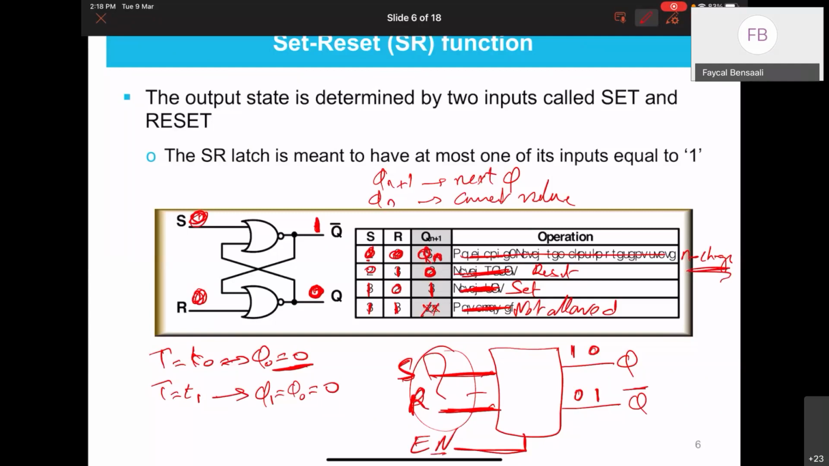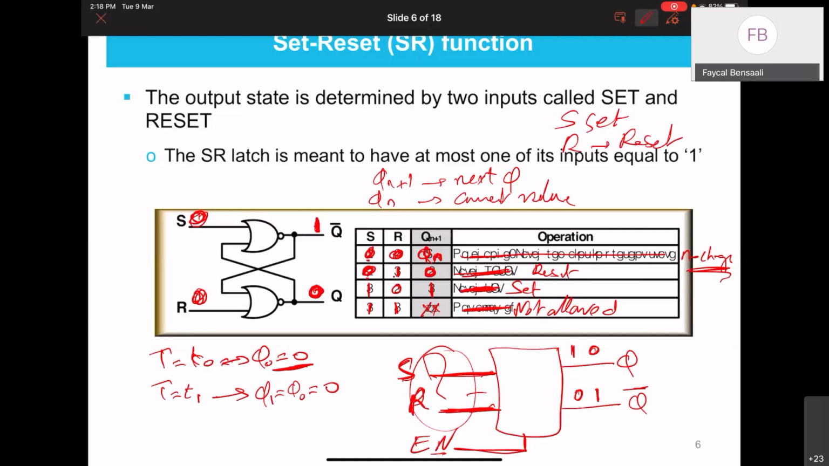And then if we do 0, 1 on S and R. S stands for set, R stands for reset. When we say reset, it means we put it to 0. If we say set, we put it to 1. So set is we put to 1, reset is we put to 0. And that's it. So if S is 0 and R is 1, then you get 0.